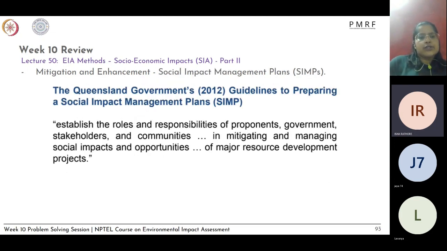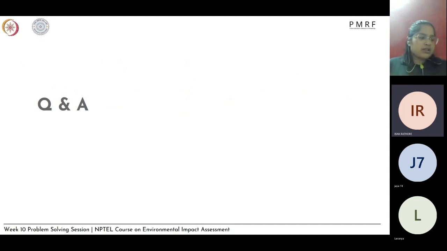Okay. And then we also have the social impact management plan. These are basically done to establish roles and responsibilities of the different proponents, government stakeholders, and communities in mitigating and managing the social impacts and opportunities of major resource development projects. So to establish who is going to do what, and that all of the stakeholders in a project are involved in the development, design, and planning. Okay, so that was all which was discussed in this week's content.